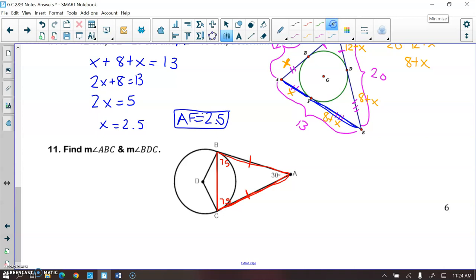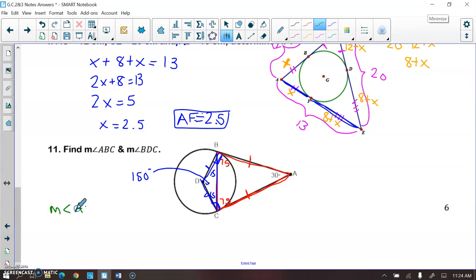Well, also, a radius and a tangent create a 90-degree angle. So these are 90-degree angles here, and 90 degrees minus 75 degrees leaves us with these little angles being 15 degrees, which makes this blue triangle an isosceles triangle because the base angles are congruent. So if I do 180 minus 15 minus another 15, I wind up with angle D here being 150 degrees. So it does say to find the measure of angle ABC.